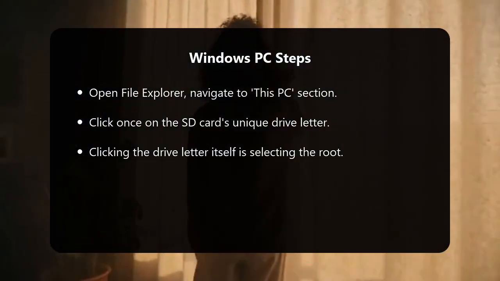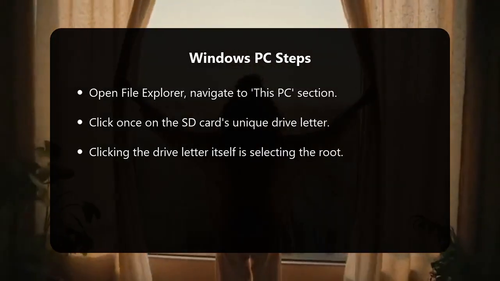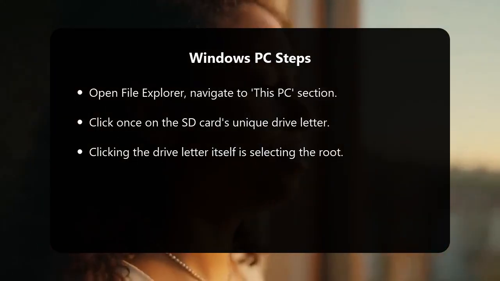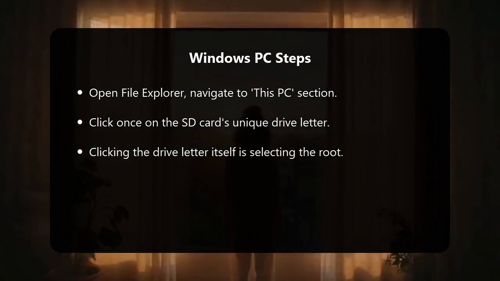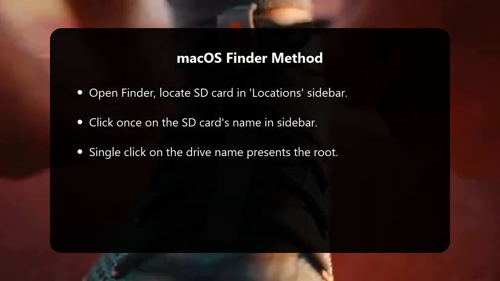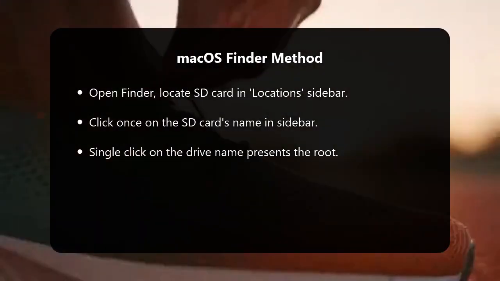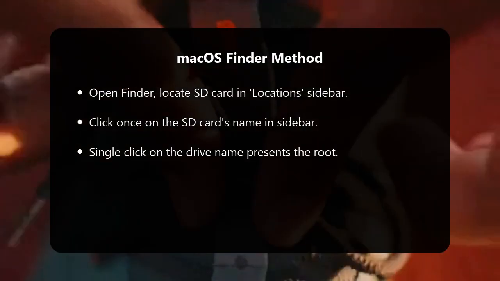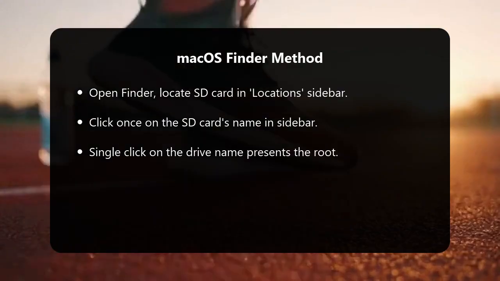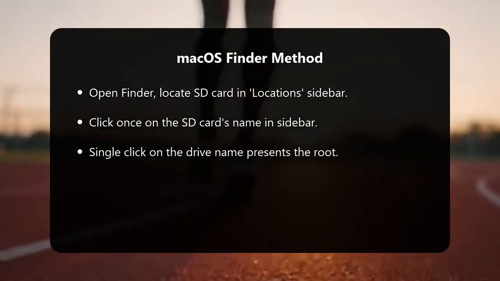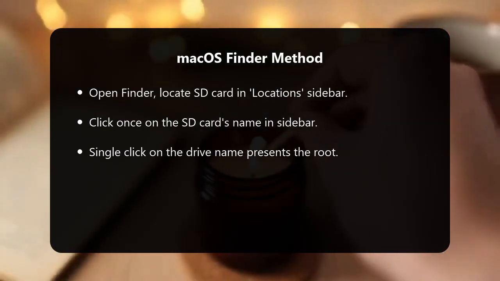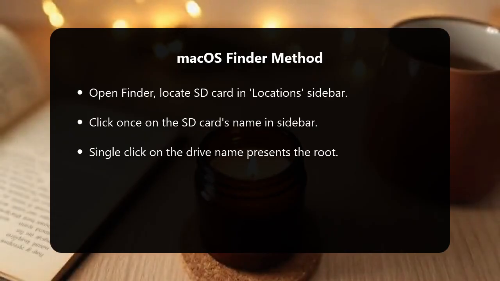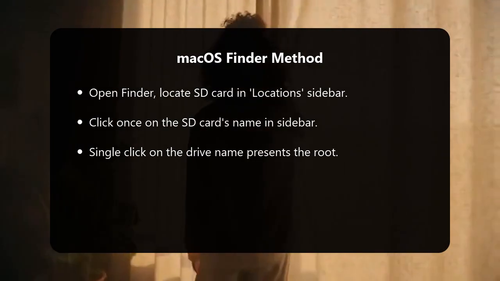On a macOS system, the steps are similarly intuitive. Insert your SD card into your Mac's card slot or an external reader, then open Finder from your dock. In the Finder sidebar under Locations, you'll see your SD card listed, usually by its name, e.g., NO NAME or SD CARD. Clicking once on this name in the sidebar is selecting its root directory. Again, resist the urge to double-click and browse its contents. The single click on the drive icon or name presents the root.